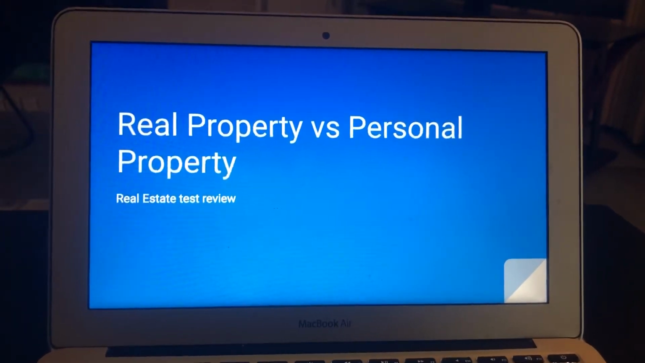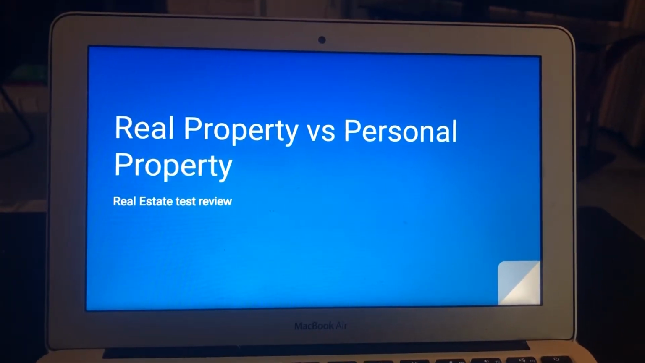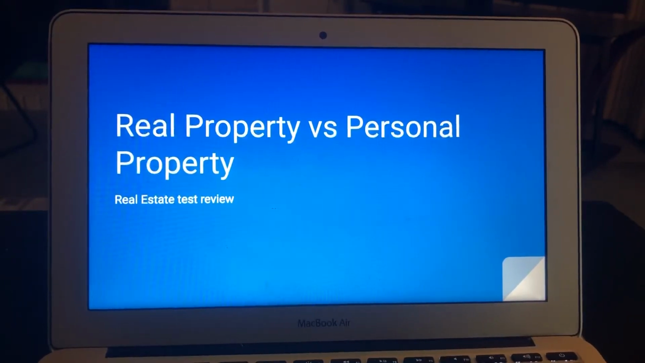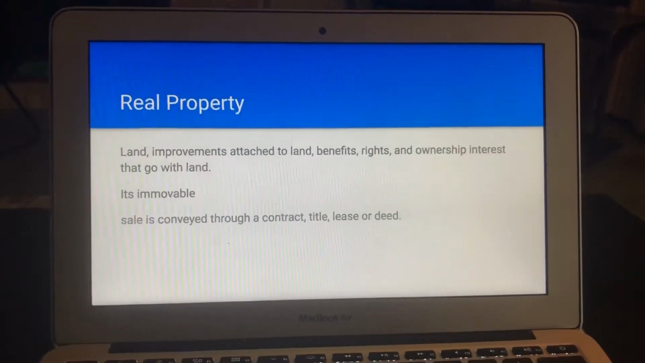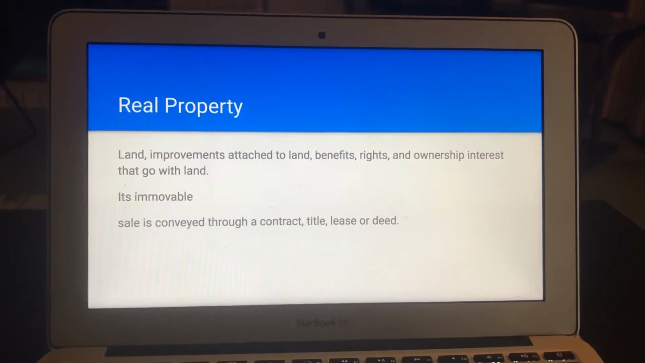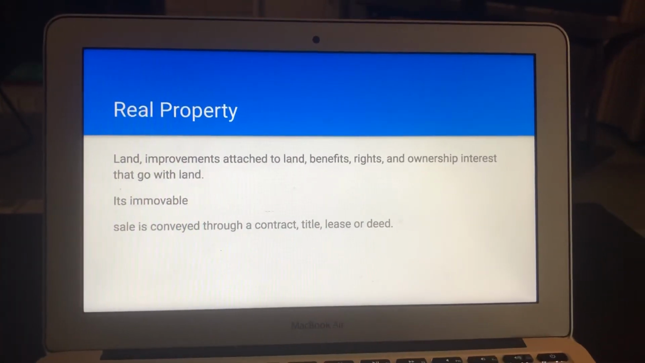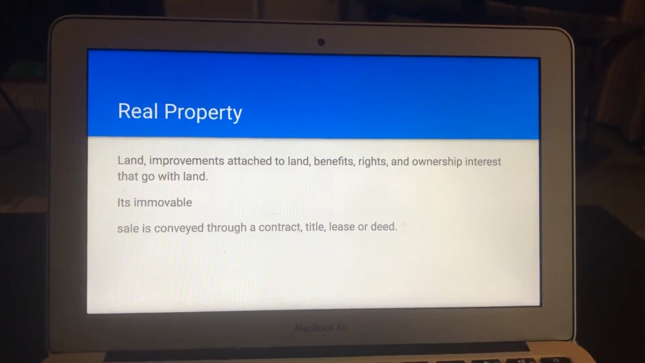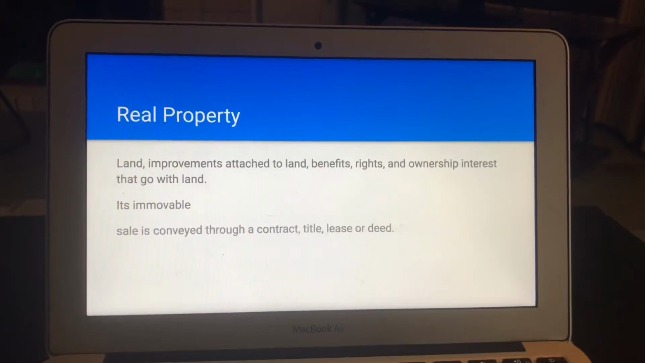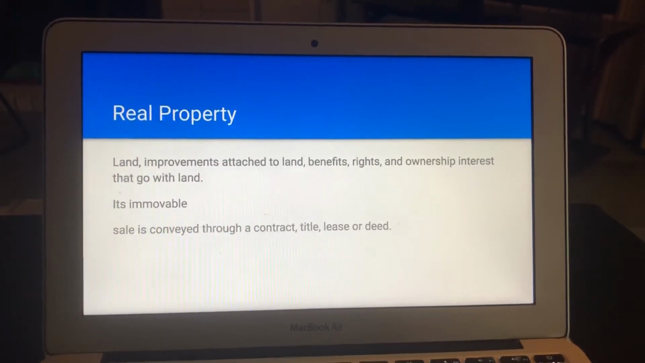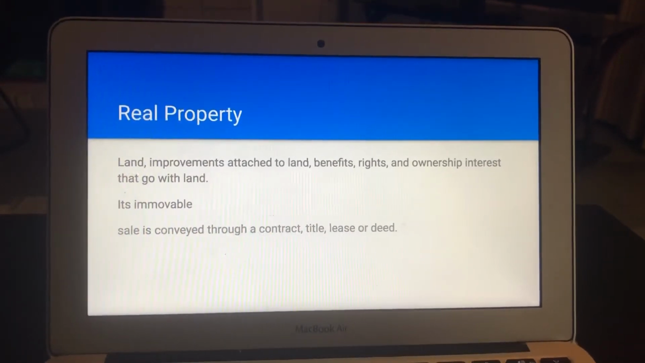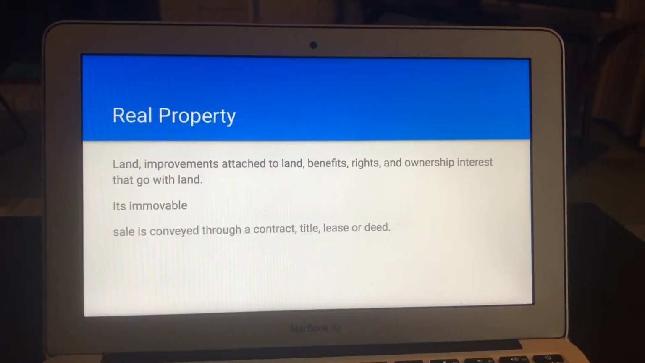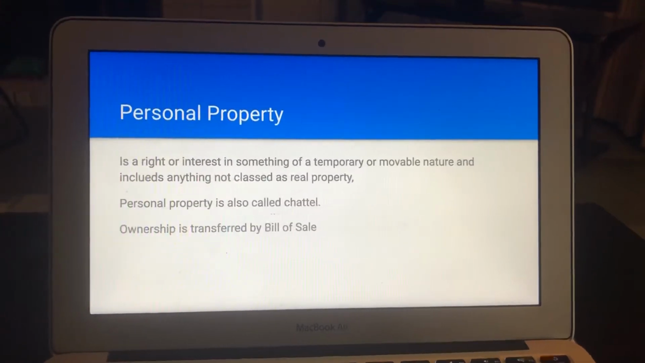Okay, so I'm getting ready to start my first part of my real estate test review. So we're going to have real property versus personal property. Real property is land, improvements attached to land, benefits, rights, and ownership interests that go with land. One of the major ways to remember real property is that it's immovable. The sale of real property is conveyed through a contract, a title, lease, or most importantly, a deed.